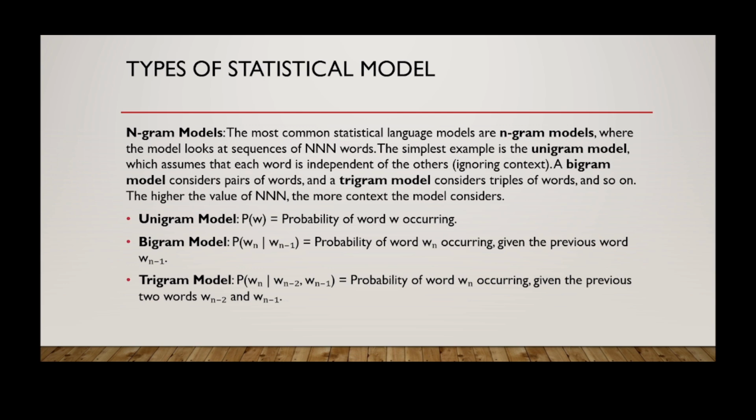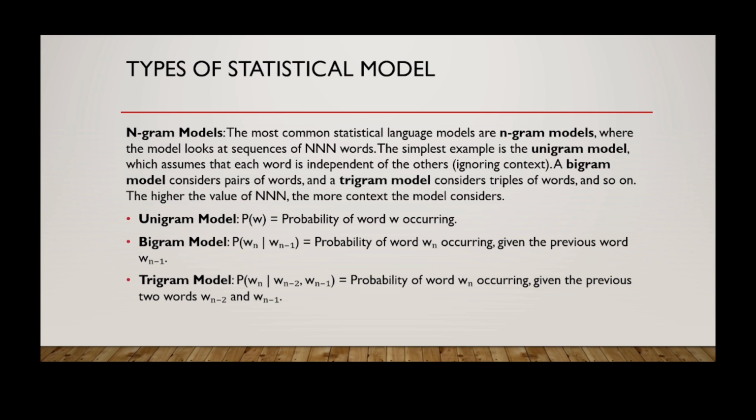If n is 1, the model looks at one word at a time. If n is 2, the model looks at 2 words at a time. If n is 3, the model looks at 3 words at a time, and so on. The basic idea is that the more words the model considers, the better it predicts the next word because it has more context. In simple words, unigram looks at each word separately, ignoring context. Bigram looks at a pair of words, considering the previous word.